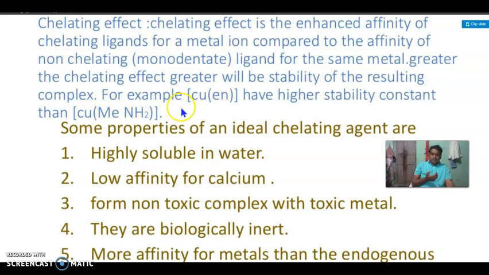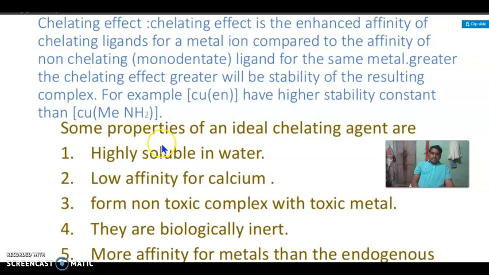For that, here the ethylenediamine copper complex is more stable, or has a high stability constant, as compared to the methylamine copper complex. Some ideal properties of a chelating agent are listed here.